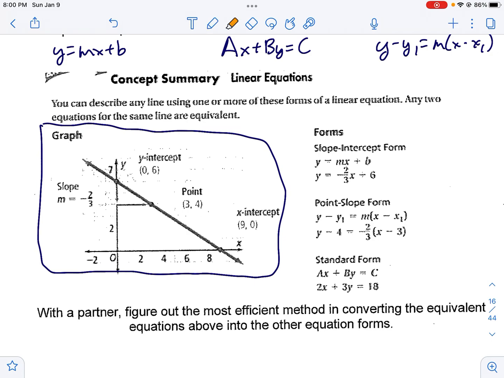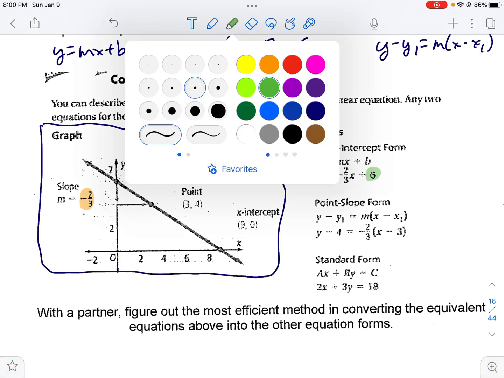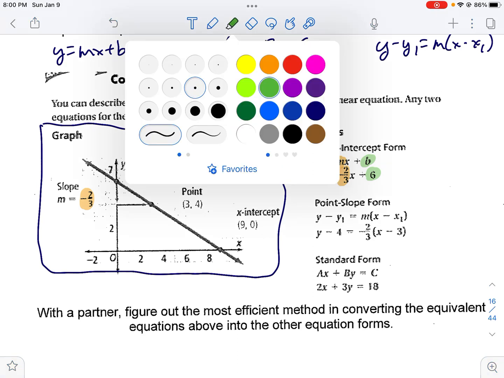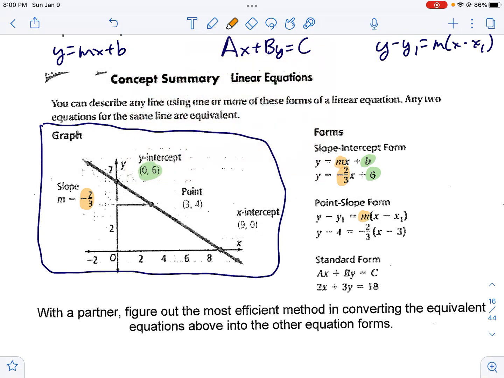So slope-intercept form, we'll take the slope right here, and the y-intercept right here, and we'll use those in our equation. In point-slope form, we again use the slope, but this time we introduce that point that was given to us. In this case, it was 3, 4, and we use the 3 and the 4 as the x and the y values in point-slope form.